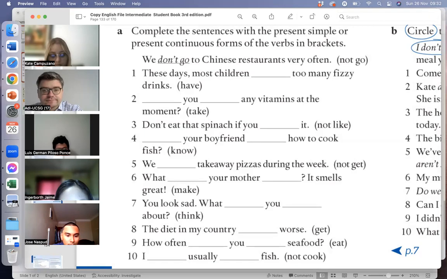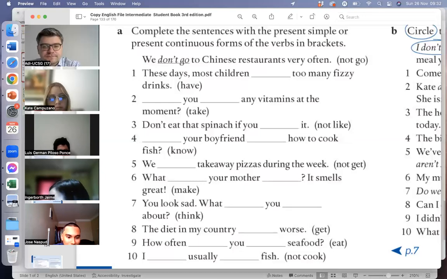Kate, number 7. You look sad. What are you thinking about? Why are you using the continuous? Because it's an action that is happening in that moment. Absolutely. Again, you see someone's face, you see that he or she is sad, and that's what you're asking. Why do you look sad? What are you thinking about? Like at the moment of speaking. Very good.